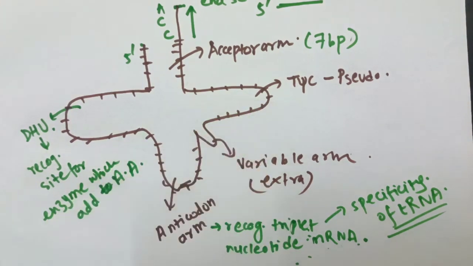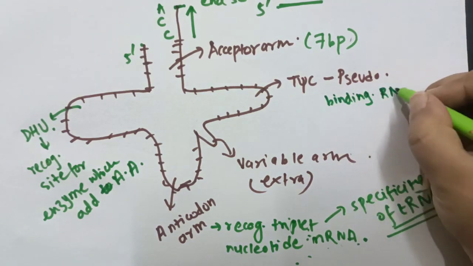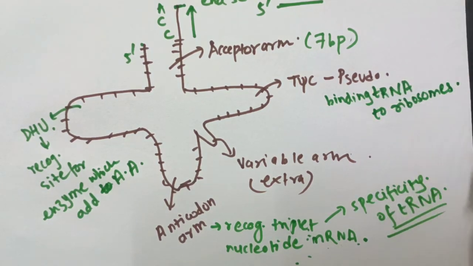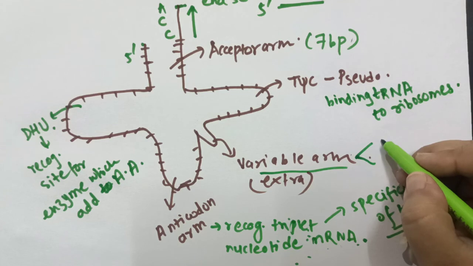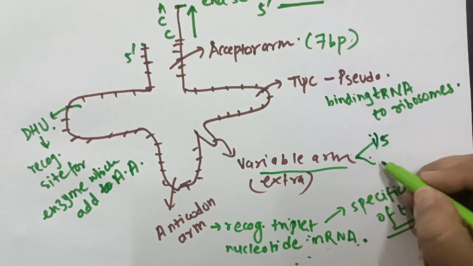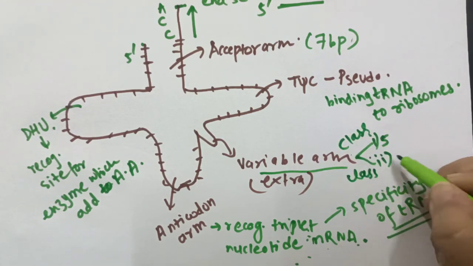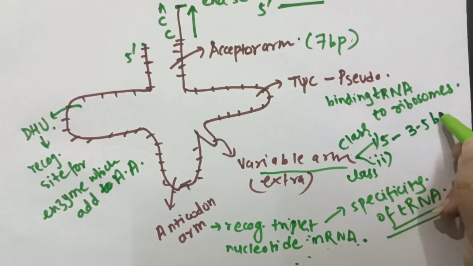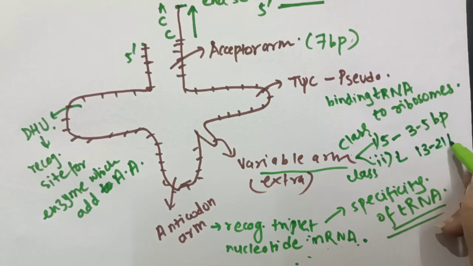The opposite is the pseudouridine arm or T-Psi-C arm, and it is involved in binding the tRNA to the ribosomes. So these are all the functions. Now this is the variable arm. The variable arm can be of two varieties, class 1 and class 2. Class 1 is the short arm which can be of 3 to 5 base pairs, and class 2 has a long extra arm that can be of 13 to 21 base pairs.